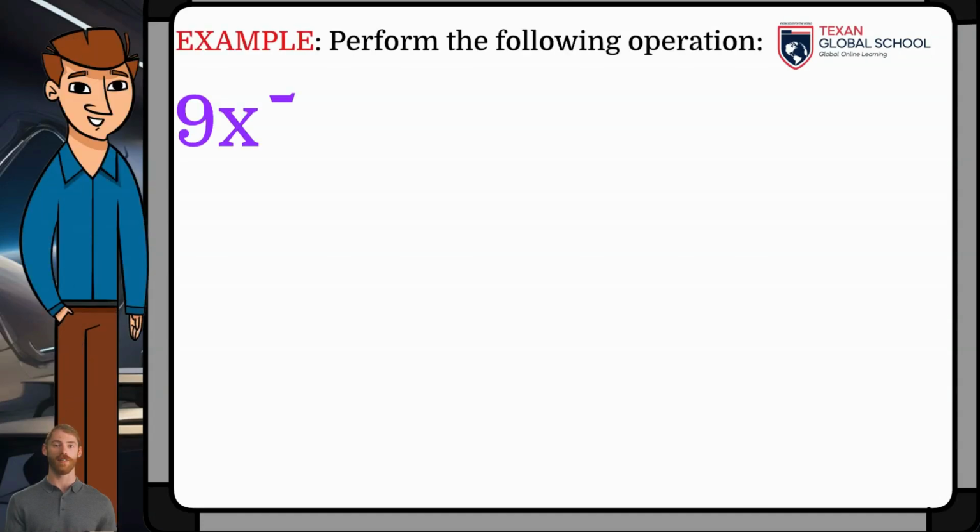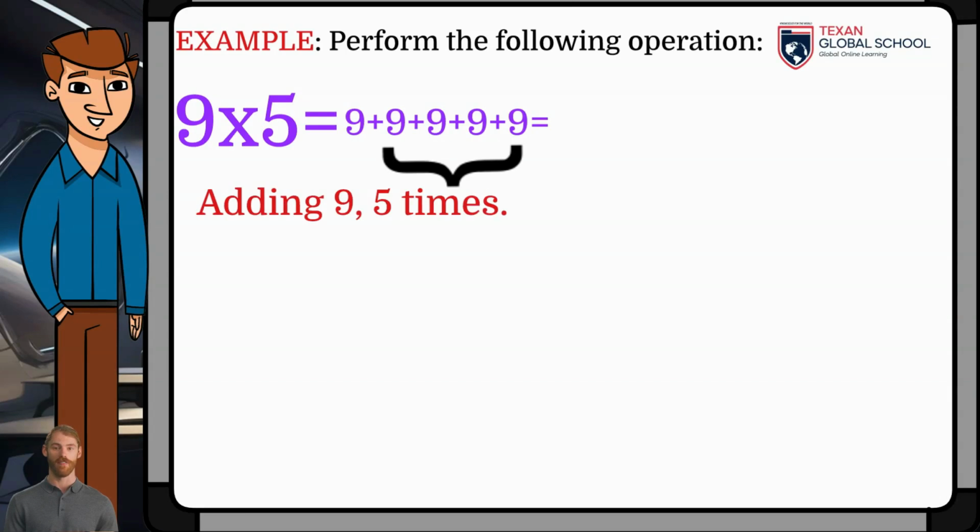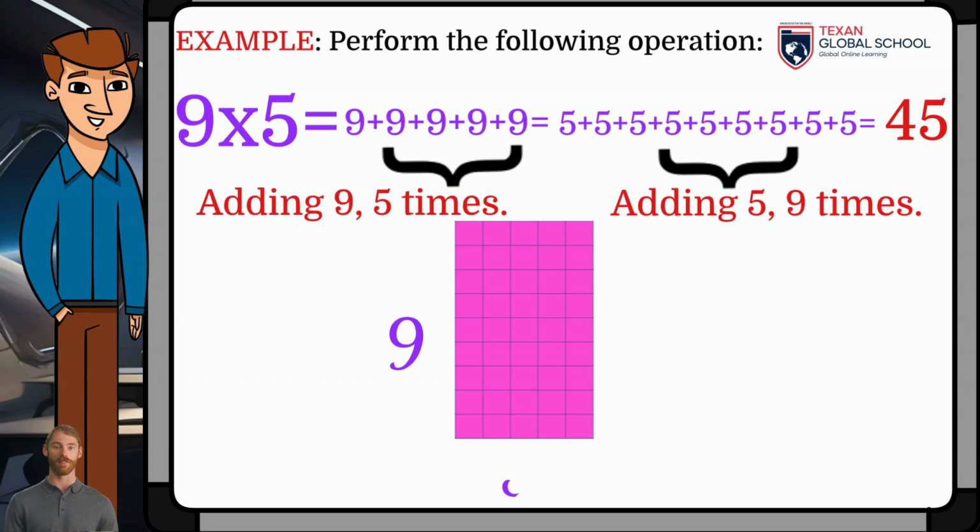Then, multiply 9 by 5. We add 9 5 times. Or we add 5 9 times. Therefore, 9 times 5 is 45. The model represents 9 rows by 5 columns. So we have 45 ones. Thus, we conclude that 9 times 5 is 45.